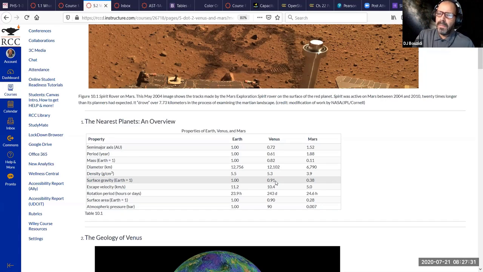So if you weigh 100 pounds on planet Earth, you're going to weigh 91 pounds on Venus. But you will weigh 38 pounds on Mars. That's why Matt Damon in that movie, The Martian, did not really need a lot of fuel to escape planet Mars. But had he been on planet Venus, he would need far more than twice the fuel.